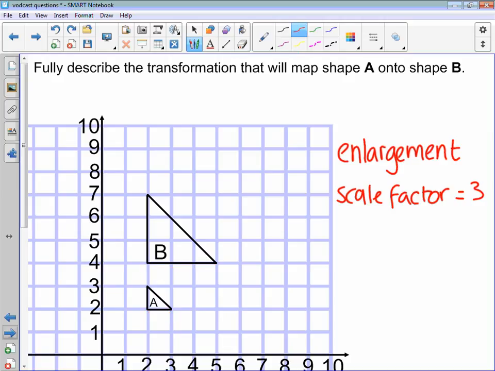So now we're going to look at how it is we can find the centre of enlargement. Now to do this we're going to use a pencil and a ruler, and we're going to join up the corresponding corners for each of the triangles. So I could have this corner corresponds to this one on A, this corner on B corresponds to this one on A, and this corner on B corresponds to this one on A. So I'm going to connect each of those with a line and then see where all the lines meet.